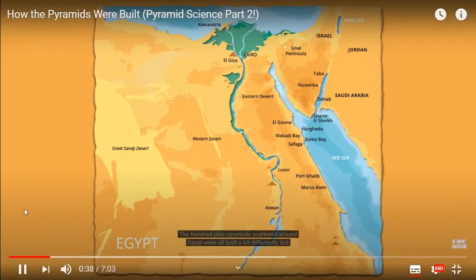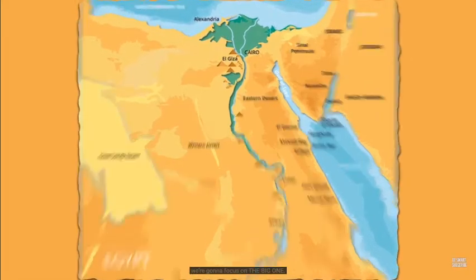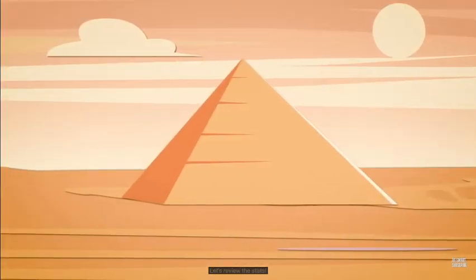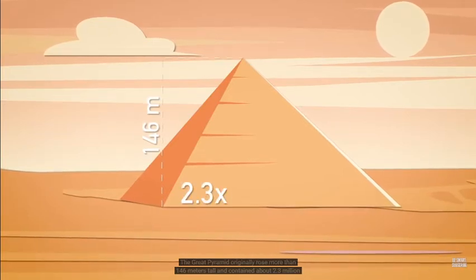The 100+ pyramids scattered around Egypt were all built a bit differently, but we're going to focus on the big one. Let's review the stats. The Great Pyramid originally rose more than 146 meters tall and contained about 2.3 million stone blocks. But the start of any construction project truly begins with the foundation, which is impressive in its own right.